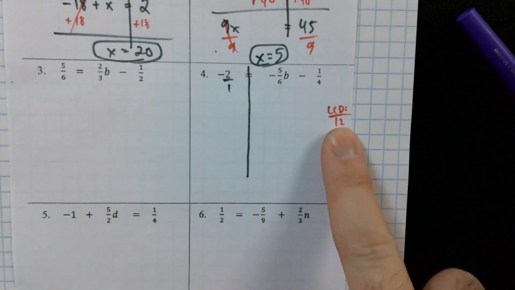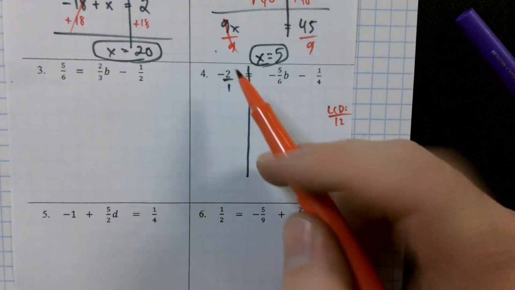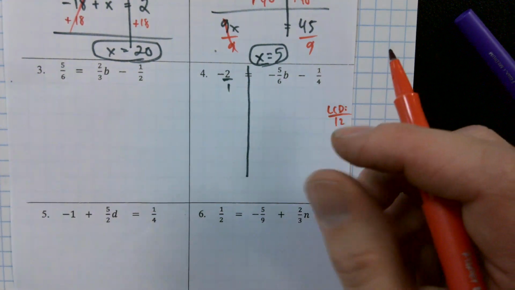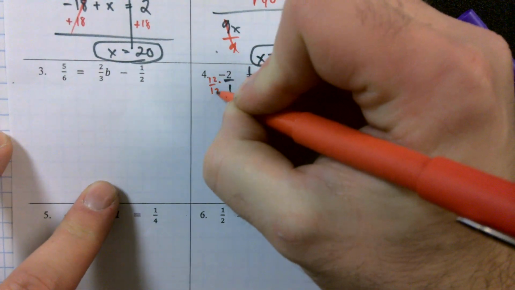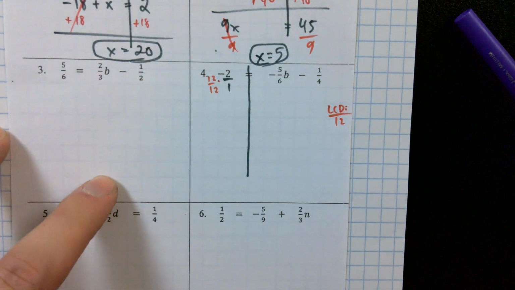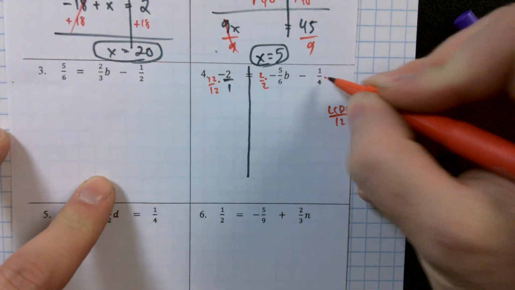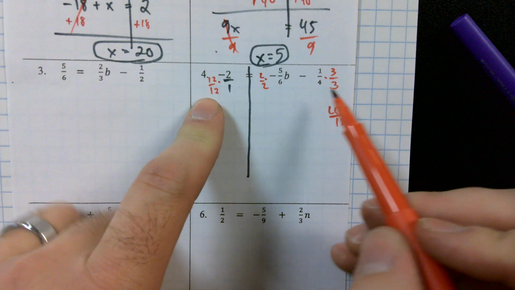Make sure you write what your LCD is. Now my first term, my denominator is a 1. What can I multiply 1 by to give me 12? 12. What about 6? What can I multiply 6 by to give me 12? 2. And what about 4? 3.